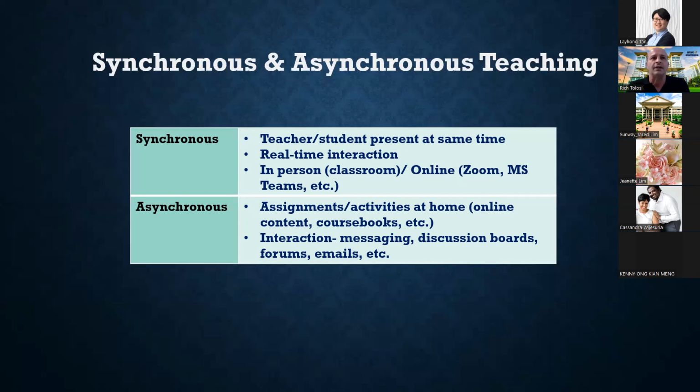The asynchronous is where there are the assignments or activities given for the students to complete at home. It could be content that we posted online on a learning platform, course book materials, notes, or whatever that they do independently. The interaction that takes place is very minimal, and it's usually done through messaging, discussion boards, or forums, or emails, or some other means of communication while the student is working independently. So synchronous learning can happen whether it's the physical classroom or in an online setting.